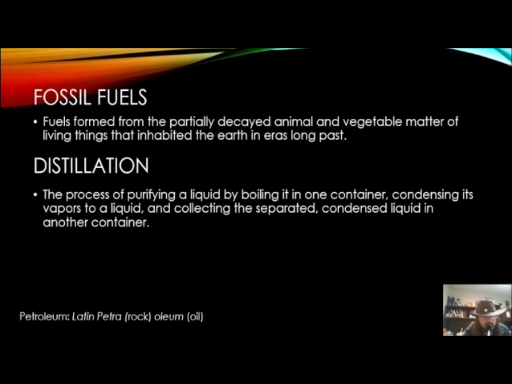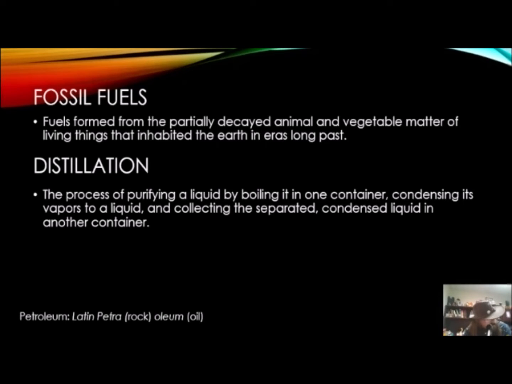Petroleum comes from the Latin petra, which means rock, and oleum, which means oil, meaning that we originally got this as oil digging in the rock, in the surface of the earth. So you notice a lot of these names that have become common nowadays are from Latin or Greek origin for the most part. We get a lot of the petroleum from crude oil, which we can dig up from the ground.